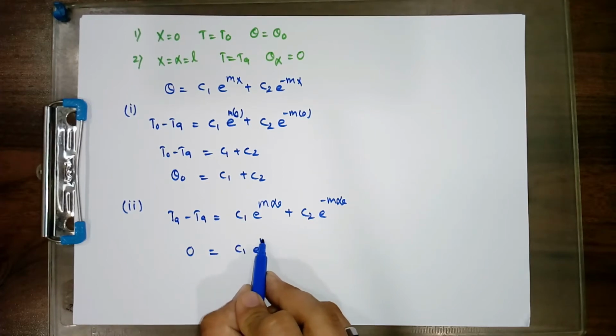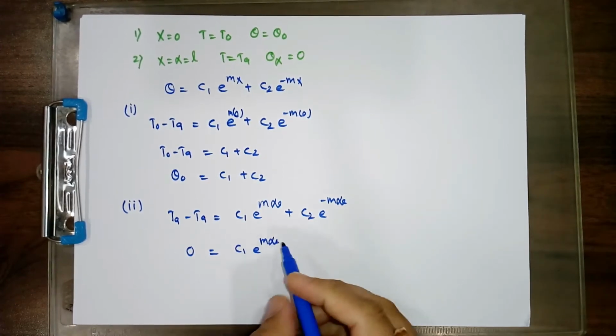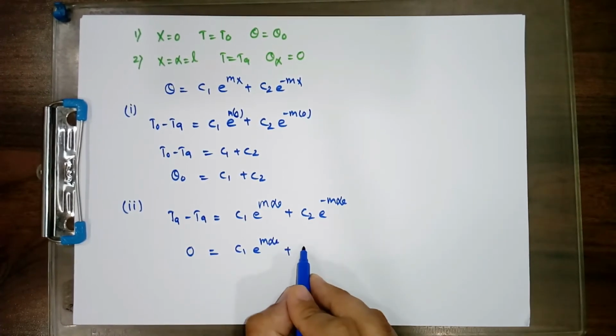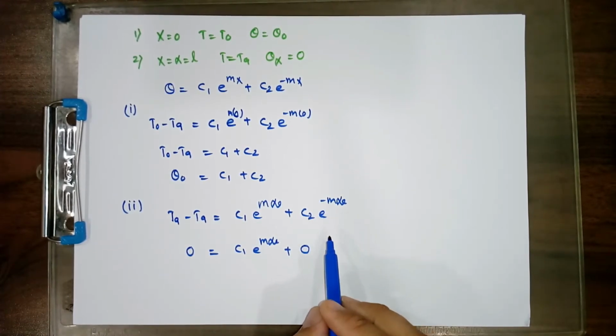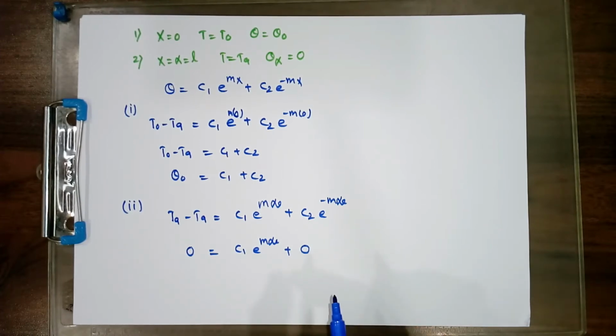into e to the power m infinite, plus here it becomes 0 as it becomes 1 upon e to the power m infinite, and the answer becomes 0. So finally we get C1 equals 0 from this equation. 0 plus something equals 0, it means C1 also becomes 0, because e to the power m infinite does not become 0.